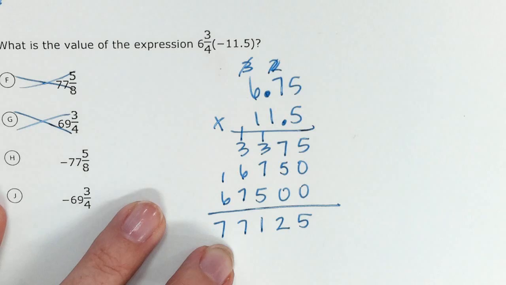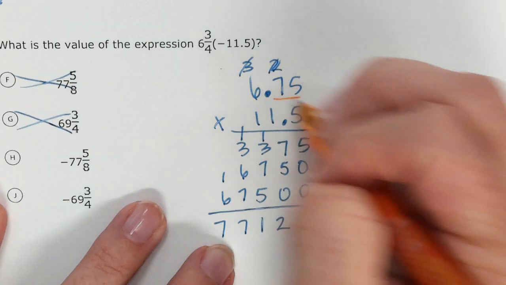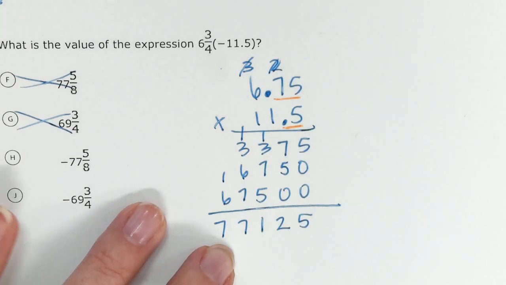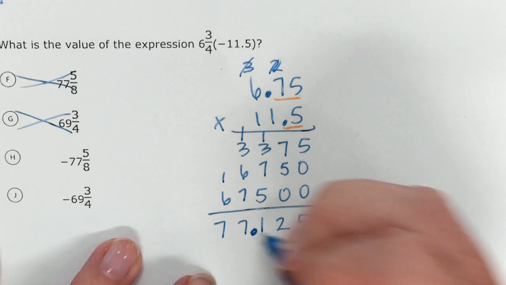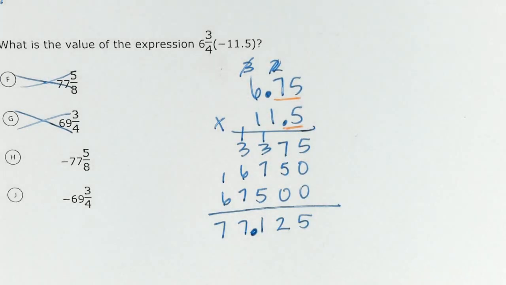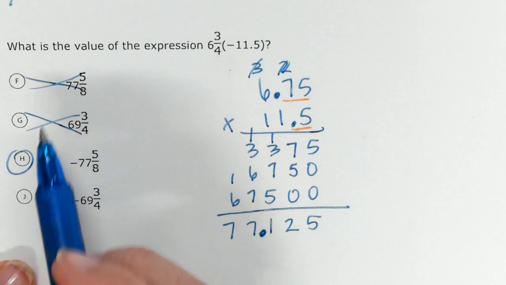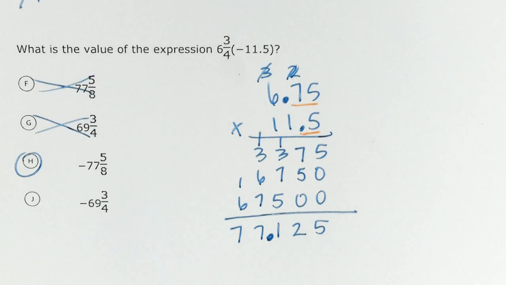How many decimal places do you see? 3. So what is the only answer that is logical? 77. Do you see, though, that I might have accidentally picked F had I not eliminated those answers from the beginning? Are we all good on that?